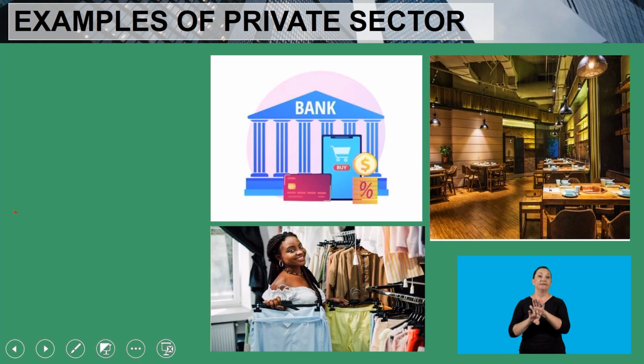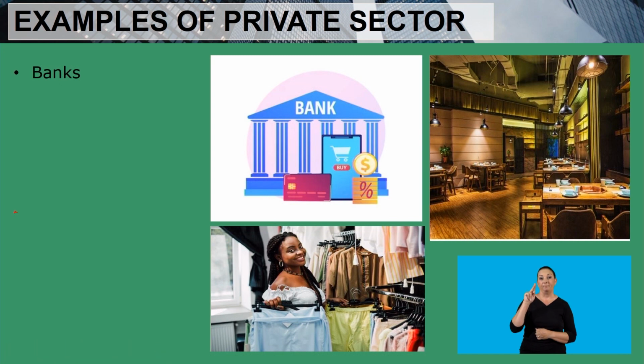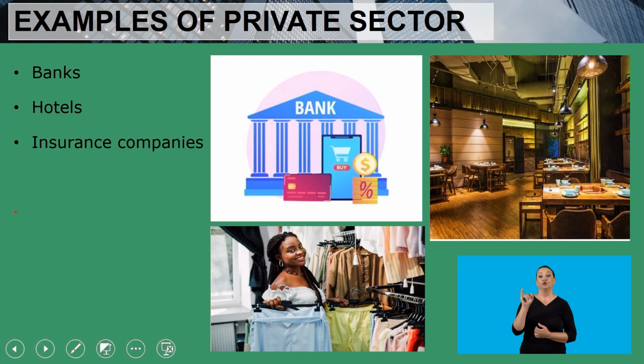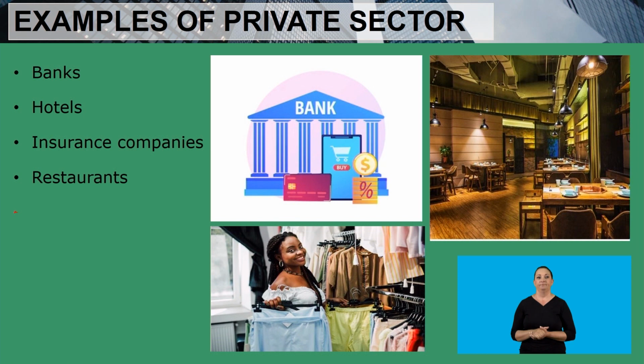Then let's look at the examples of private sector businesses. We have banks. Banks are privately owned. We have our hotels. Hotels are privately owned. They are not owned by the government. We have our insurance companies. They are privately owned as well. We have our restaurants. They are privately owned by certain individuals and not the government himself. So he does not have control over these businesses. And we also have our retailers.